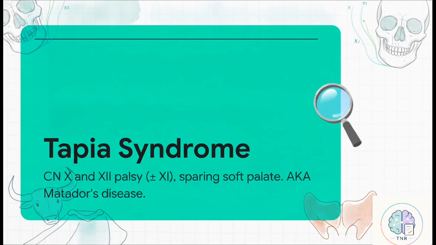Okay, now for Tapia syndrome. This is a combined palsy of cranial nerves 10 and 12, which may or may not involve nerve 11. The absolutely crucial diagnostic marker here is that it uniquely spares the soft palate. And here is a fascinating historical fact for you. Tapia syndrome is also known as Matador's disease. It was actually first described by Antonio Garcia Tapia after he observed it in an injured bullfighter.